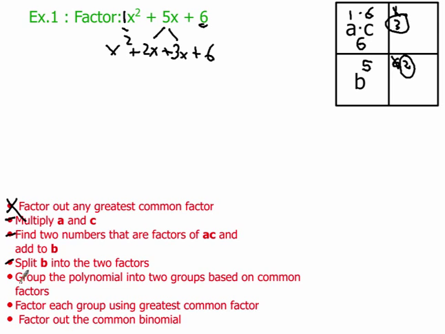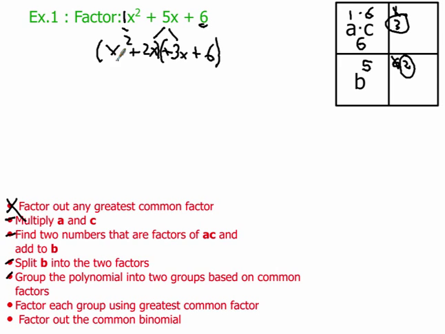So I've multiplied a times c, I found the two numbers, and I've split it into the factors. Now I want to group, and grouping is really easy. I just take my first two terms and my last two terms. I'm keeping the sign in here, and that'll come into play later when we've got some negatives, so always make sure you take that sign. So now I've grouped them. Now I want to factor each group using the greatest common factor. So basically, I want to take this binomial and pull out the greatest common factor, and this binomial and pull out the greatest common factor.